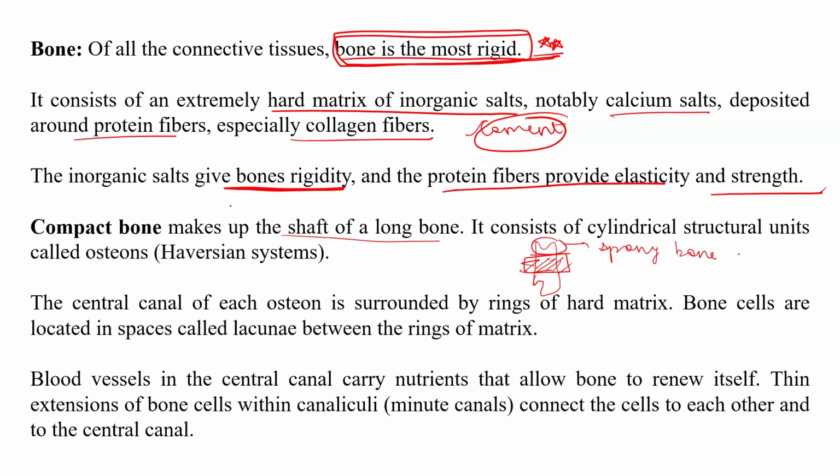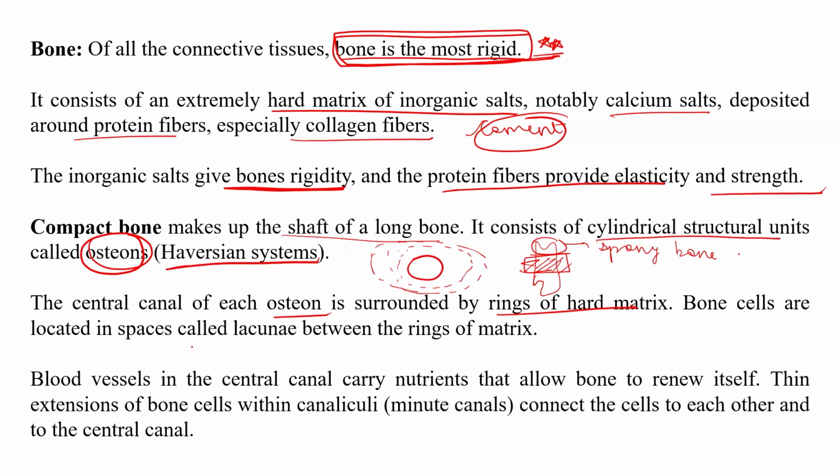The structure of a compact bone is that it consists of cylindrical structural units called osteons, or we can say the Haversian system. So the unit is called the osteon or the Haversian system. The central canal of each osteon is surrounded by rings of hard matrix. The central canal, which is also known as the Haversian canal, is surrounded by the rings of hard matrix.